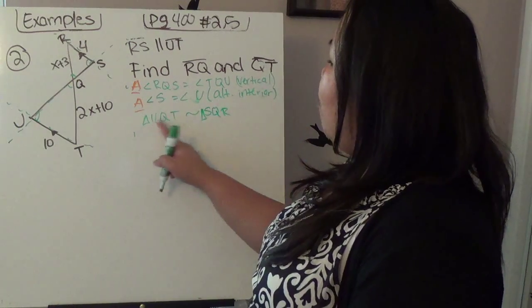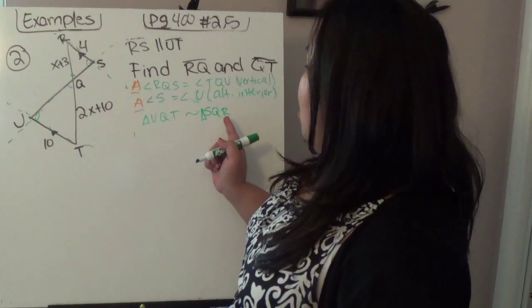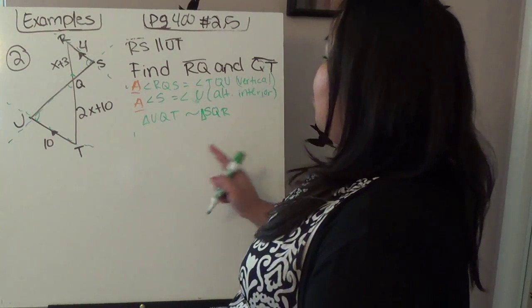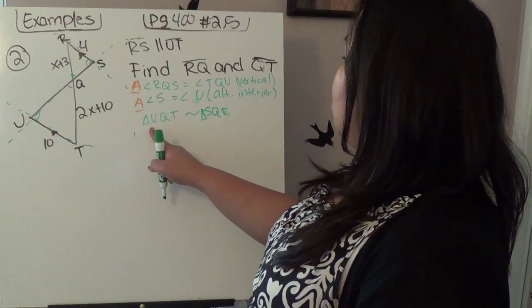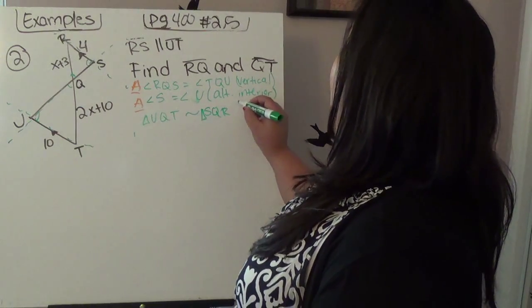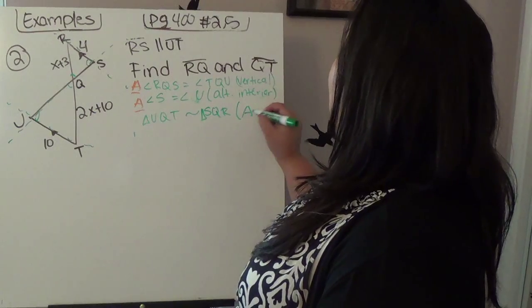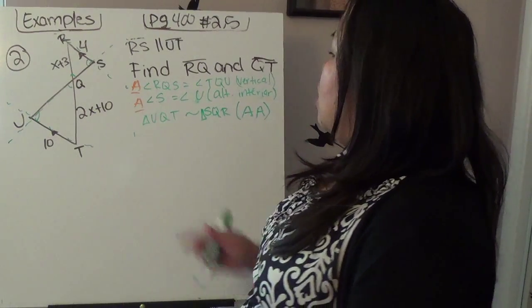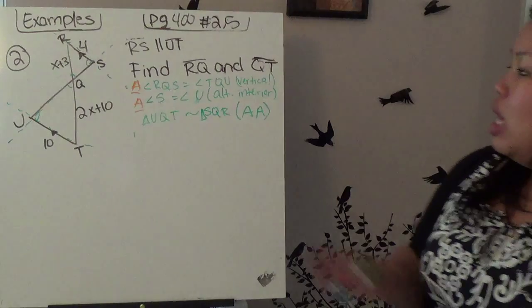Remember, I have to write it in a way so the angles that are equal to each other are in the same place. So U is equal to S, because I wrote it here, Q is equal to Q, and T is equal to R. And the reason I can say they're similar is because of the angle-angle similarity. So 2 angles I can prove. Now, what was the point?